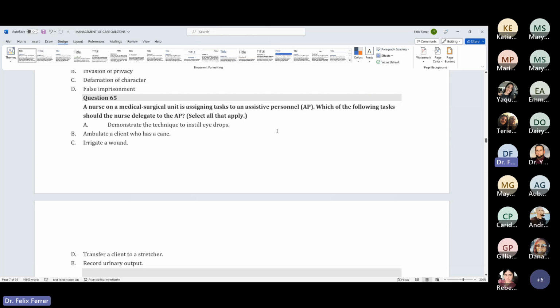A nurse on a medical surgical unit is assigning tasks to an assistive personnel. Which of the following tasks should the nurse delegate to an AP? Select all that apply. B, D, E. A, D, E. Really good.